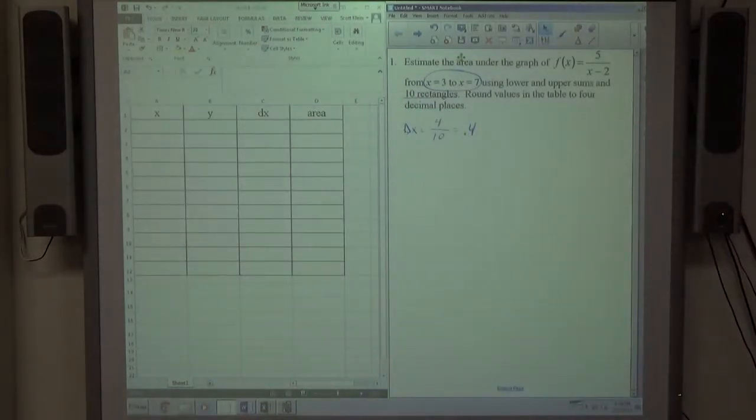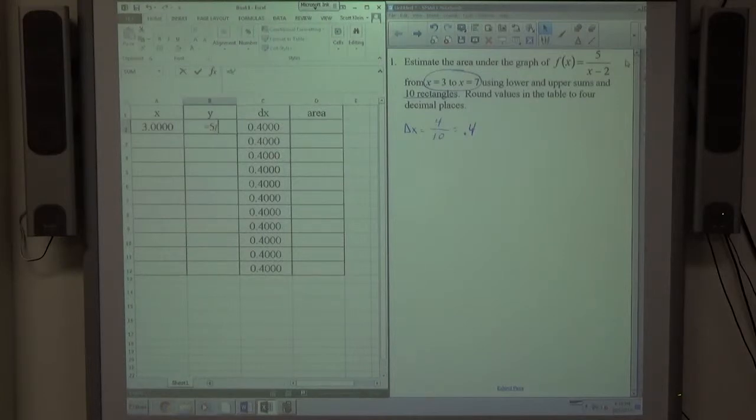In my X column, I type 3, that's my first number. For dx, I'm going to put 0.4. dx stays the same all the way through, so I can just drag that down. Y is equal to whatever the equation is, so I type 5 divided by parentheses, and then instead of typing x, I choose the first number in the x column, minus 2, end parentheses. If we try it out, 3 minus 2 is 1, 5 divided by 1 is 5, so that worked out.